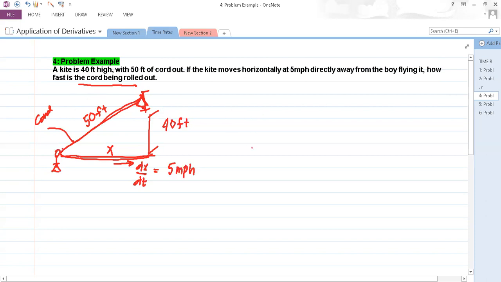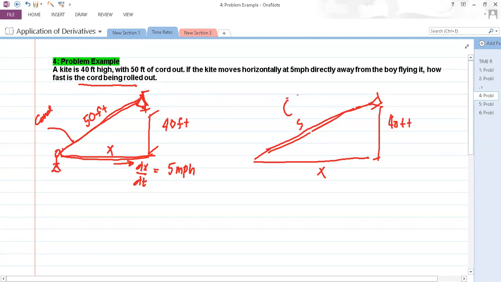Okay, so pagka humangin siya, okay, so kite, yan, 40 feet pa rin siya. So we have here the x and say the length of the cord is this length of cord. Let's say that is s. So ang hahanapin natin is the ds with respect to time. That is how fast the cord is being rolled out. Ito yung hahanapin natin. Okay?